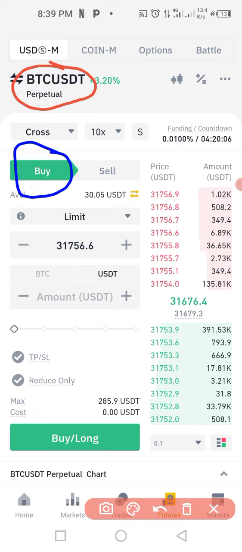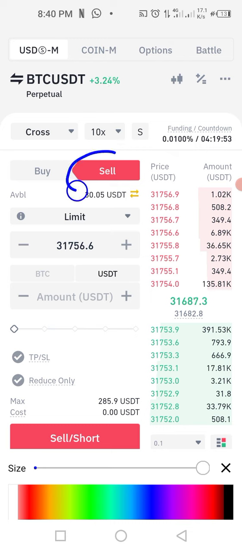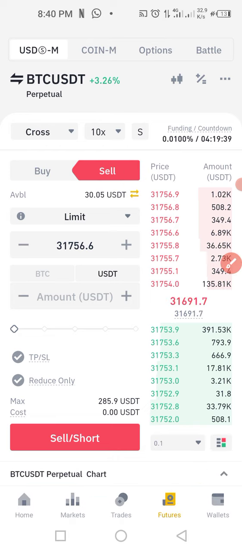Then there is also a sell button, indicated with red. So there's also a sell button, which means that I'm selling out my BTC and I'm getting USDT in return. That is what it means. So now in futures trading, this is how it is.